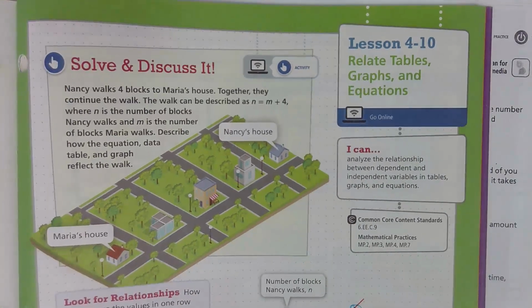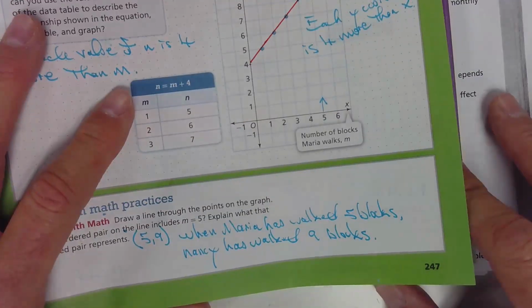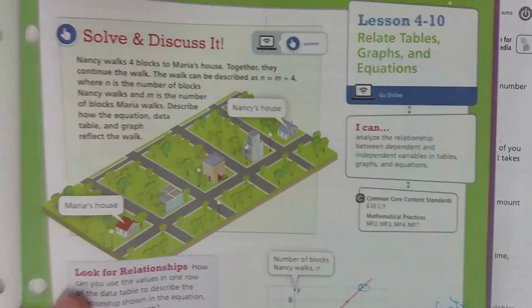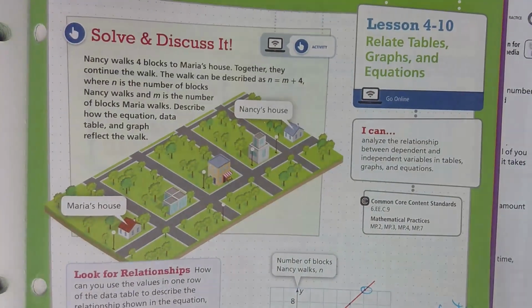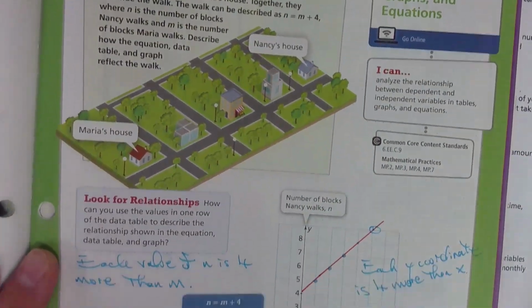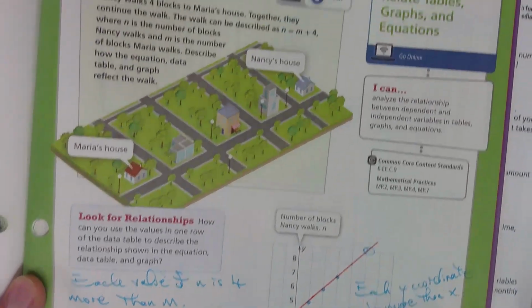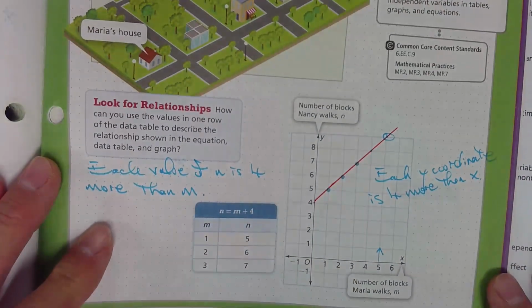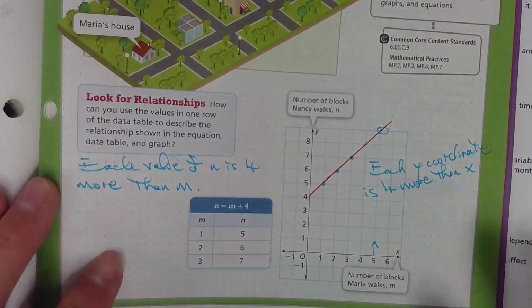Looks like it's working. 6th grade, this is 4-10. This is on page 247. I've got a couple students that are absent today, so you can pause the video and copy this stuff down. What we're doing here is looking for relationships in data that you're getting.